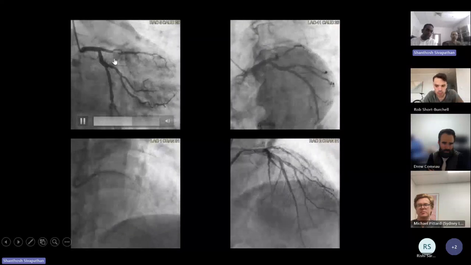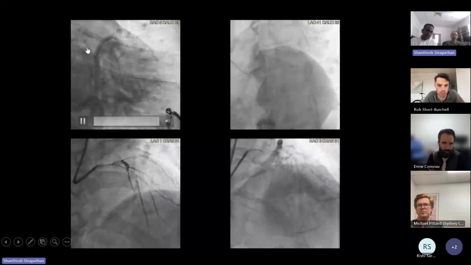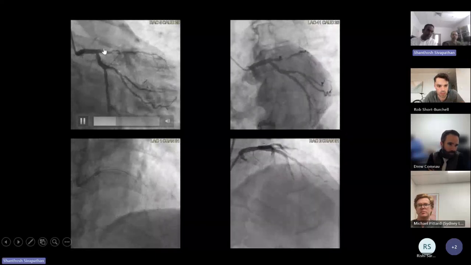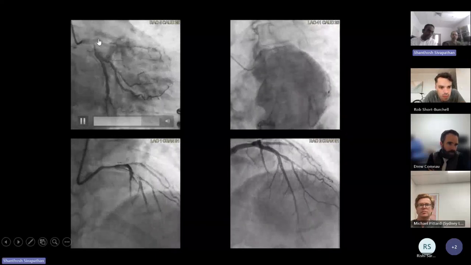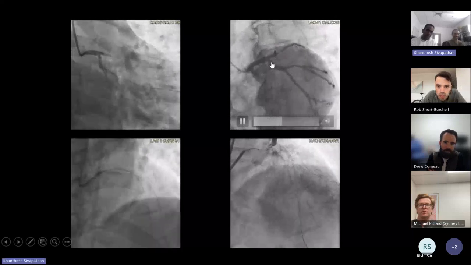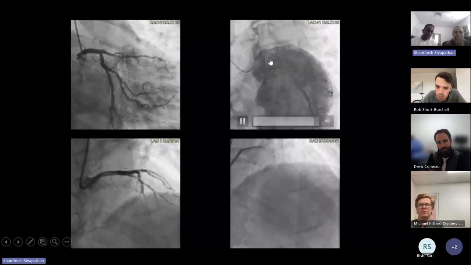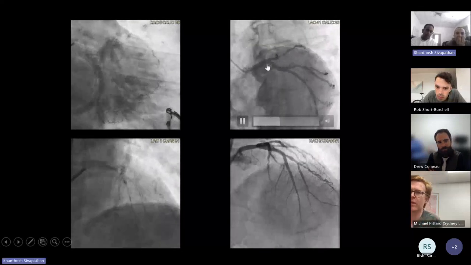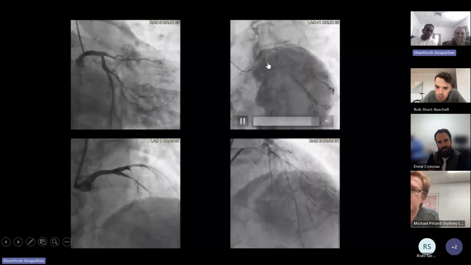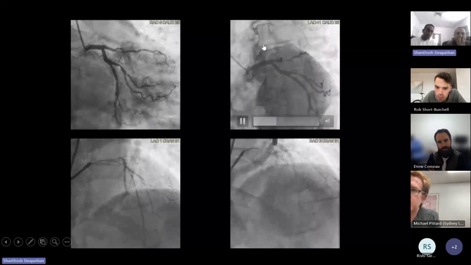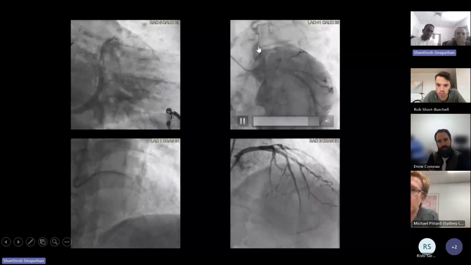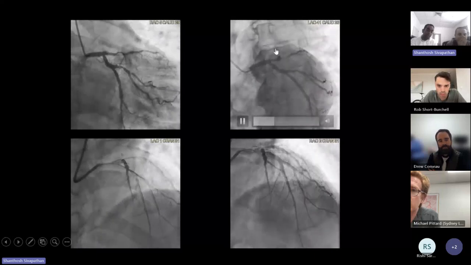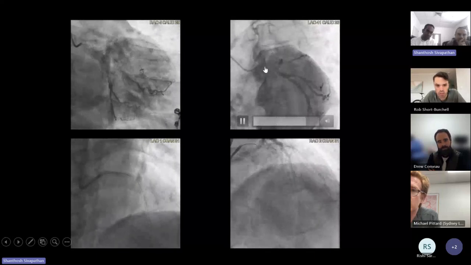There's an intermediate vessel, but just where my mouse is, you may convince yourself that there should be a nobbin there. Okay, and again, just there where my mouse is on the right-hand picture, this is what's called a spider view. Your LAD should be coming off in that projection or that trajectory there. So it is completely occluded right at the ostium.